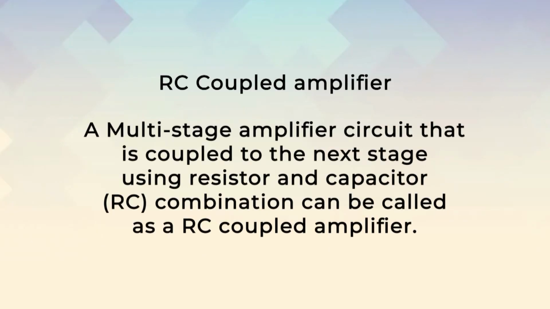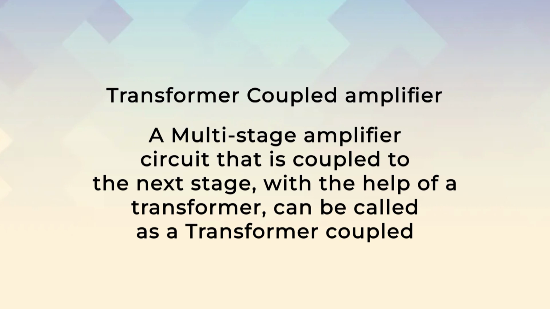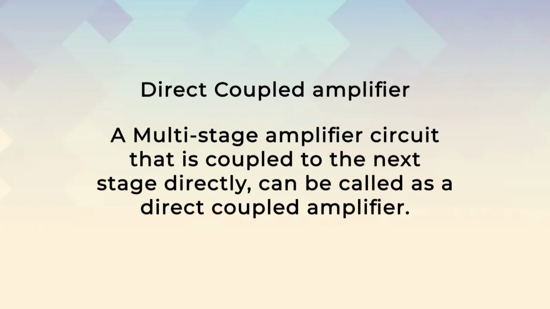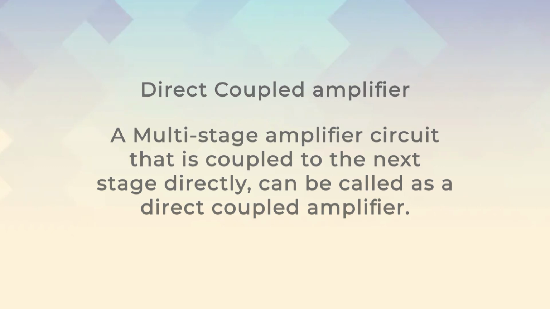Now, first one is RC coupled amplifier. A multi-stage amplifier circuit that is coupled to the next stage using resistor and capacitor combination can be called as a RC coupled amplifier. Next one is the transformer coupled amplifier, a multi-stage amplifier circuit that is coupled to the next stage with the help of transformer can be called as a transformer coupled amplifier. The next one is a direct coupled amplifier, a multi-stage amplifier circuit that is coupled to the next stage directly can be called as a direct coupled amplifier.